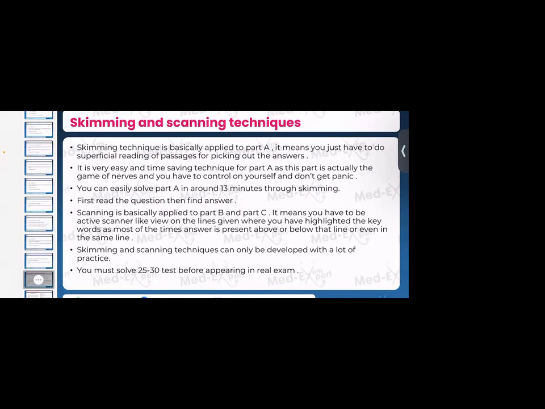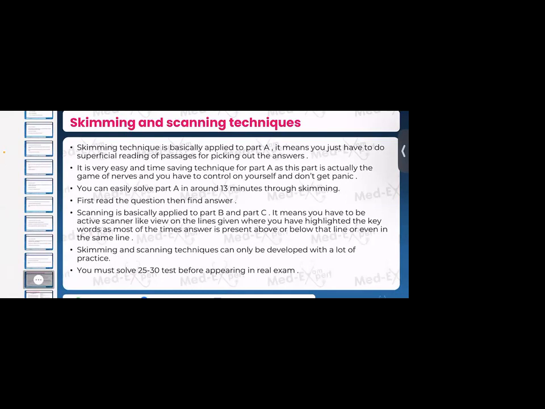It is a very easy and time-saving technique for part A, as this part is actually the game of nerves, and you have to control yourself and not panic. You can easily solve part A in around 13 minutes through skimming. On average, because I used to take reading sessions as well, when I used to do exercises with students, if a student is capable enough and has practiced enough, then on average he or she only takes 13 minutes to solve part A. Okay, understand this thing.